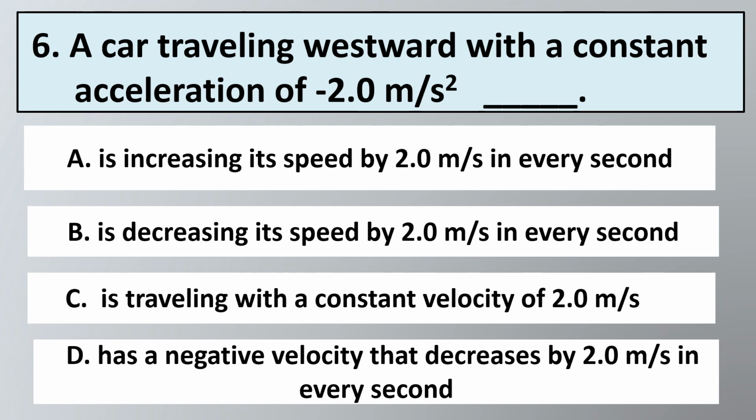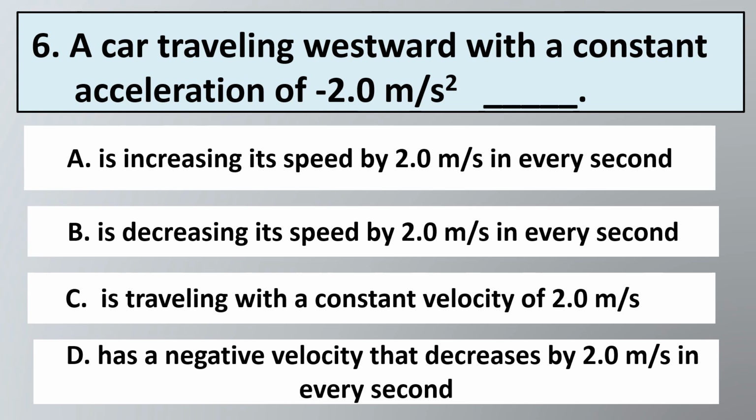Whereas in letter B, it's quite the opposite to what is meant by the option in letter A because of the word decreasing. Alright? Decreasing in speed by 2 meters per second in every second.